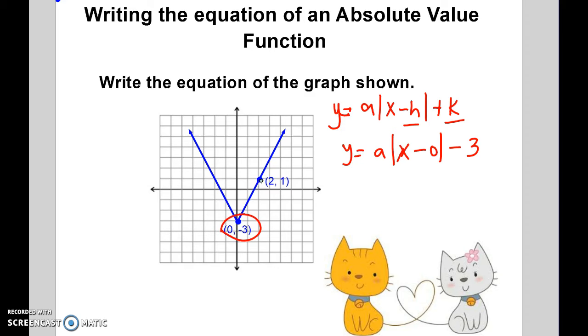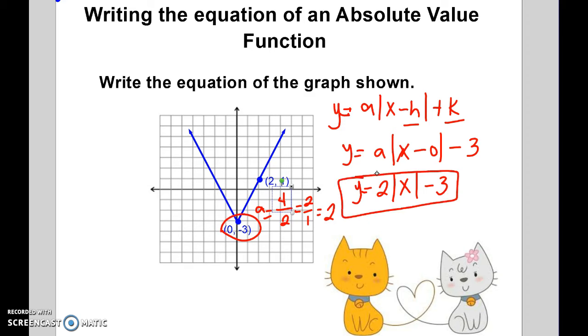So let's see, from here to the next point, I go up 1, 2, 3, 4 over 2. So it's positive because it's pointing up. 4 over 2, which is the same as 2 over 1, or 2. So this is my a. So now I have y equals 2, absolute value, x minus 0, which is just x, so I don't have to put the minus 0, minus 3. And there is my equation for the absolute value. So very simple to go backwards once you know what all the numbers stand for.